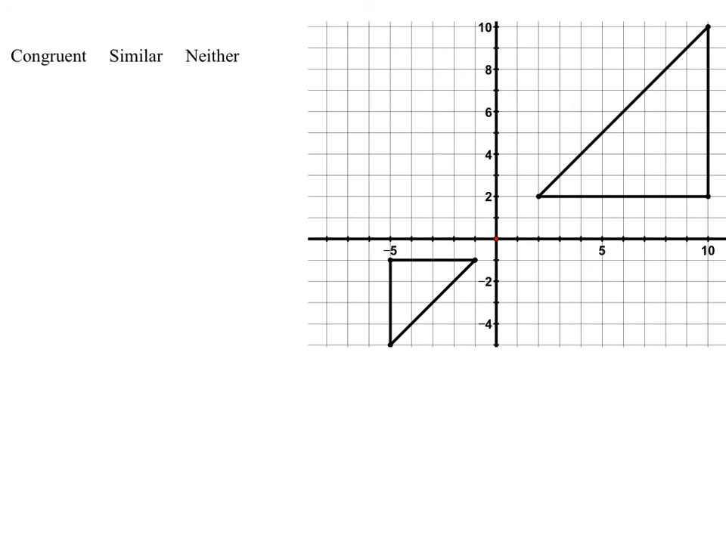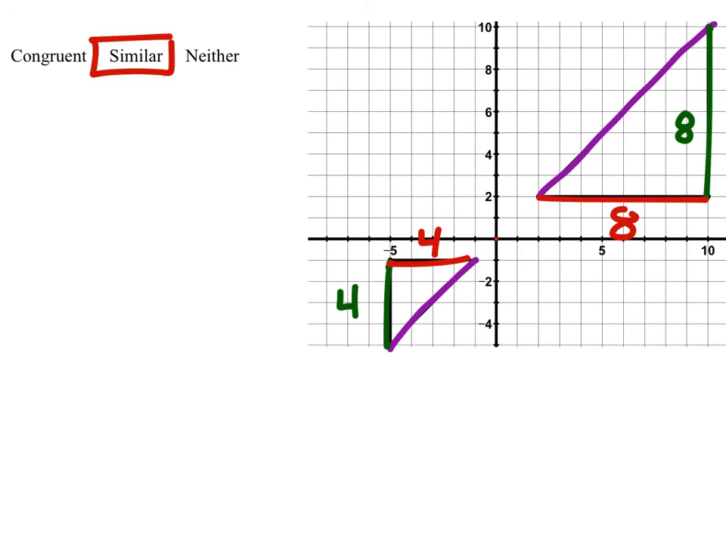Congruent, similar, or neither? Well, this one, we can see that this slope is the same as these right here. And this length is a length of 4. This one right here has a length of 8, which is good. But then we've got this one, which is a length of 4. So this one also should be a length of 8. So they are similar.